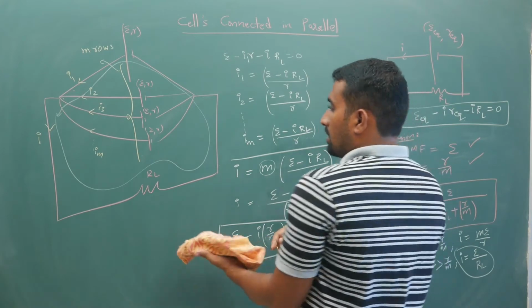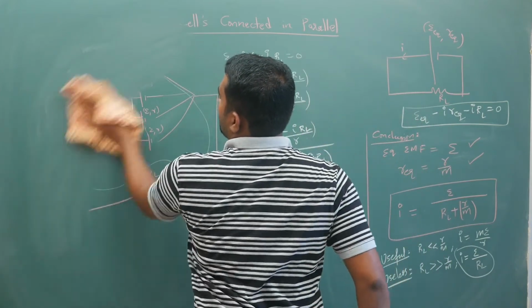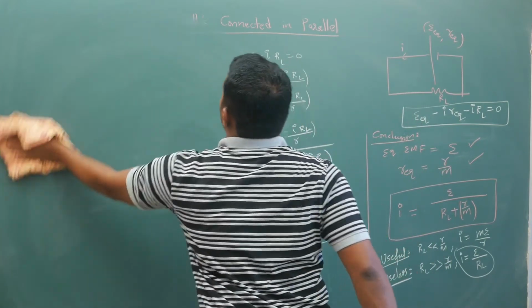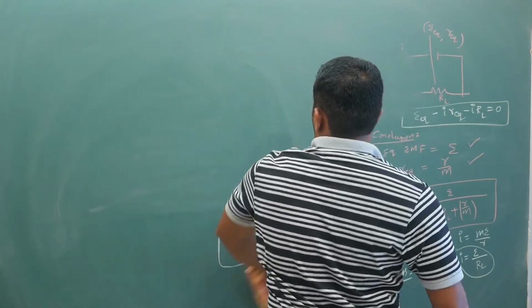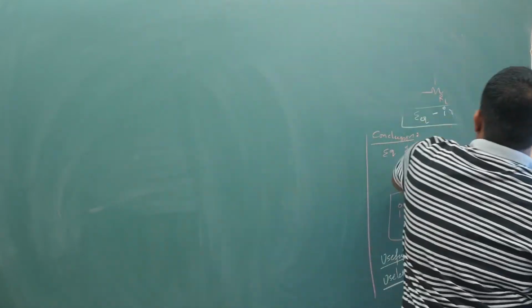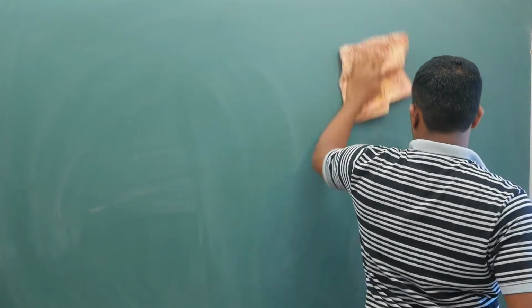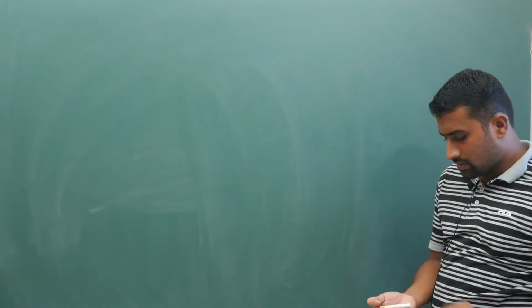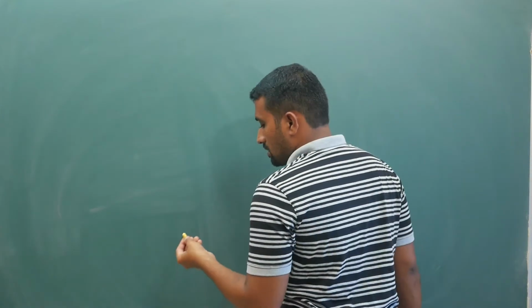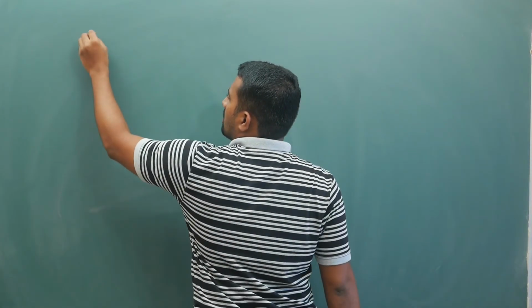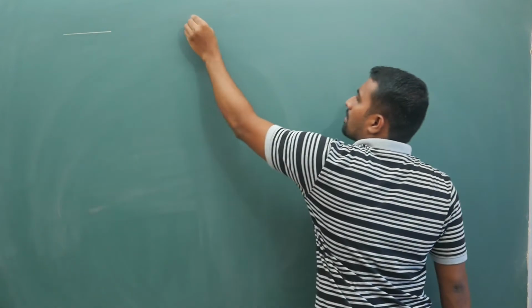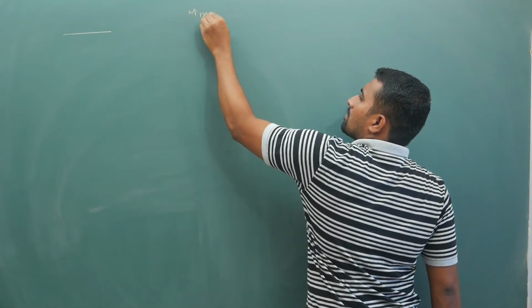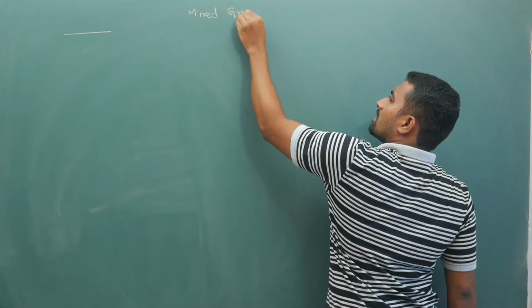Next is mixed grouping of cells. Now we have seen series and parallel connections. Now we are going to see mixed grouping. I will keep the heading as mixed grouping of cells.